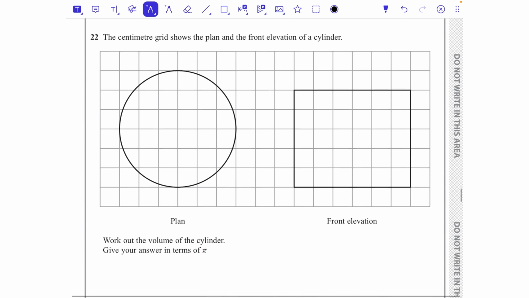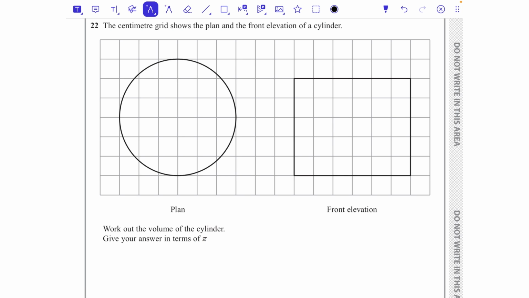Okay, question number 22. The centimetre grid shows the plan and the front elevation of a cylinder. So the plan is the view from above. That's what the plan means. And the front elevation is the view from the front. Work out the volume of the cylinder.